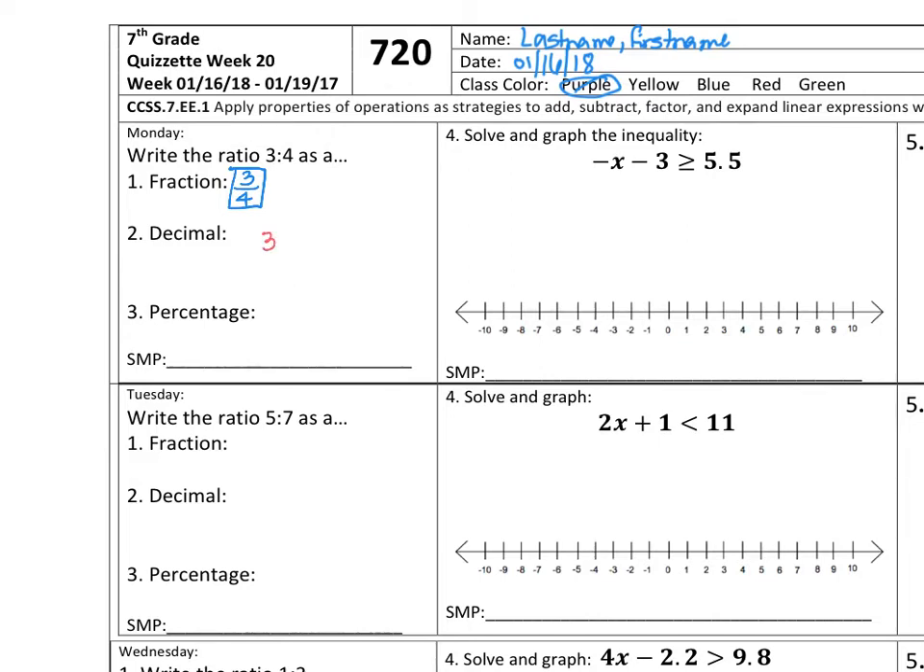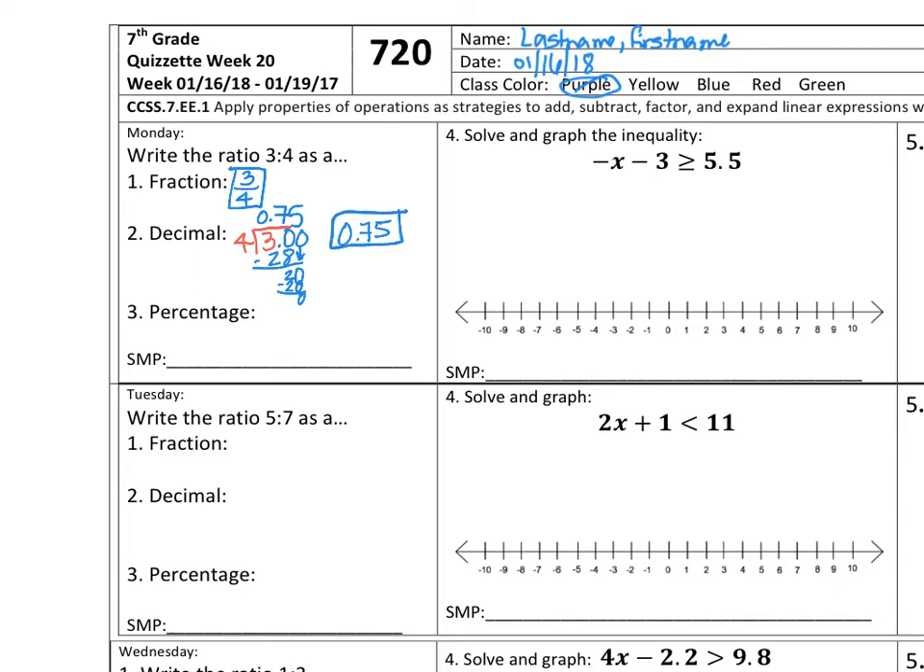So how do I convert 3 over 4 into a decimal? I divide the numerator, which is 3, by the denominator, which is 4. Does 4 go into 3 evenly? No, it doesn't. So I have to start the decimal and the zero process. Does 4 go into 30? Yes, it does. How many times? 7. 4 times 7 is 28. 30 minus 28 is 2. Bring down another 0. 4 goes into 20 five times, and that goes in evenly, so I can stop right there. So my decimal is 0.75.